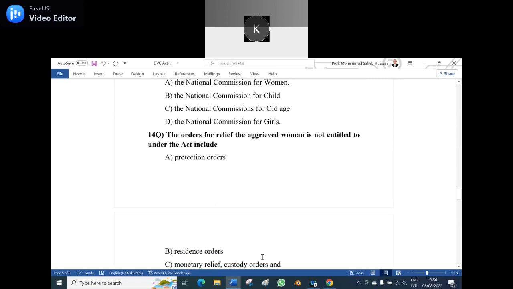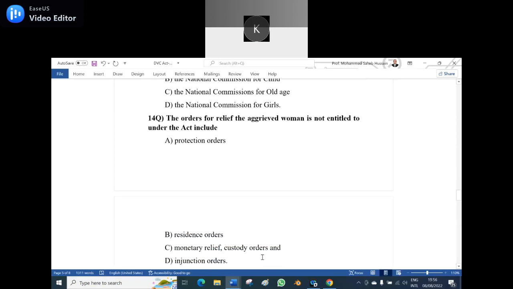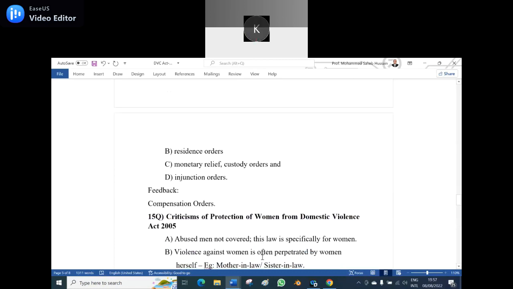Correct. Now, the 14th question: the orders for relief of the aggrieved woman entitled under the Act do not include, option A, protection orders, option B, residence orders, option C, monetary relief and custody orders, and option D, injunction orders. Option D, injunction orders. Right. Option D is the right answer. Compensation orders will be allowed.